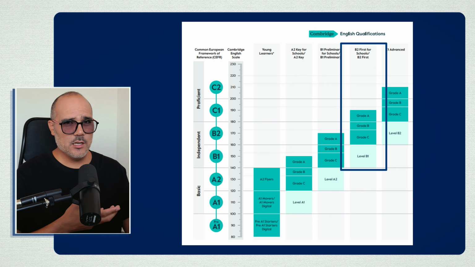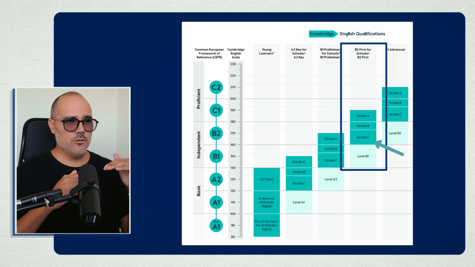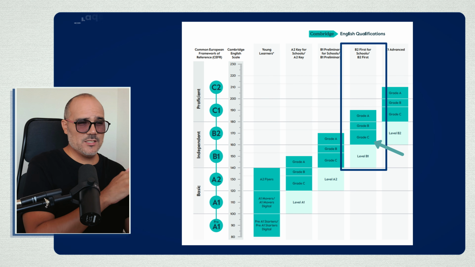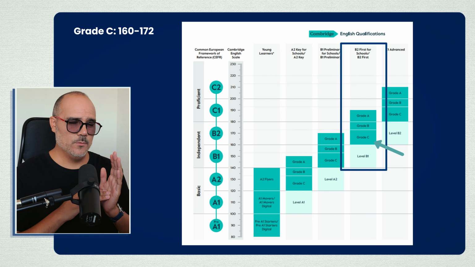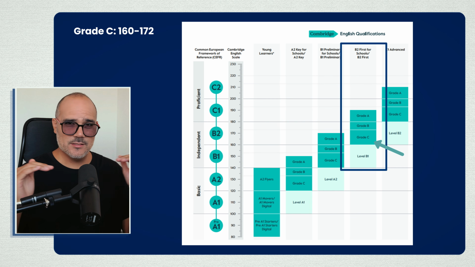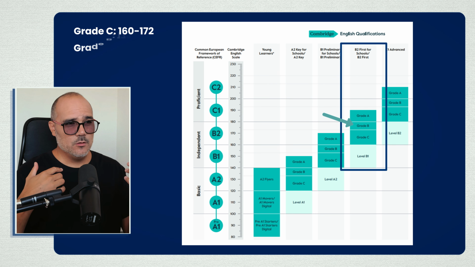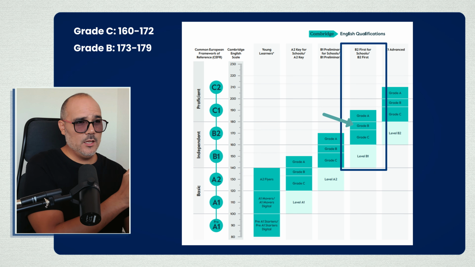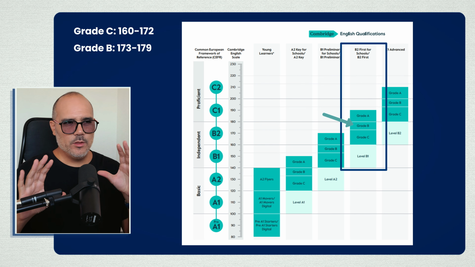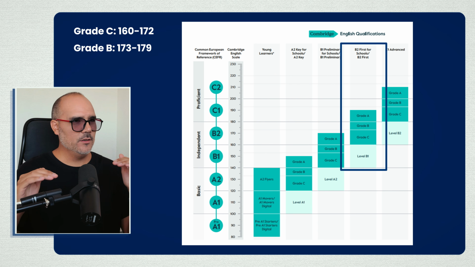In order to pass the exam, you need a grade C. That means that you need a score between 160 and 172. If you're pretty much there, you pass the exam, grade C, okay? If you do better, you can get a grade B, which is between 173 and 179. With both, you pass the exam, the only difference is your grade.